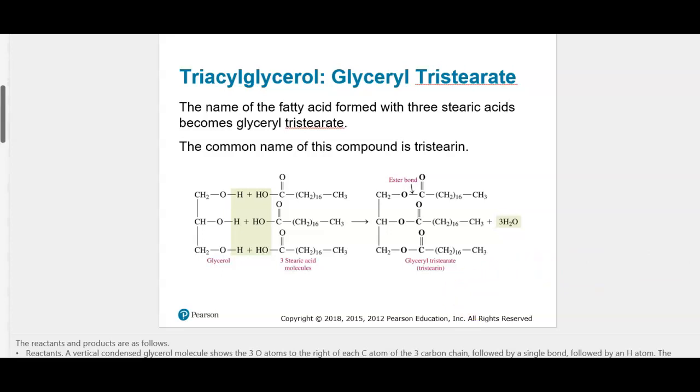This is a balanced equation if you think about it. You're taking glycerol and 3 stearic acid molecules, and you're forming the ester by removing that water molecule from between the alcohol hydroxyl and the carboxylic acid, and you're going to get the ester bond.